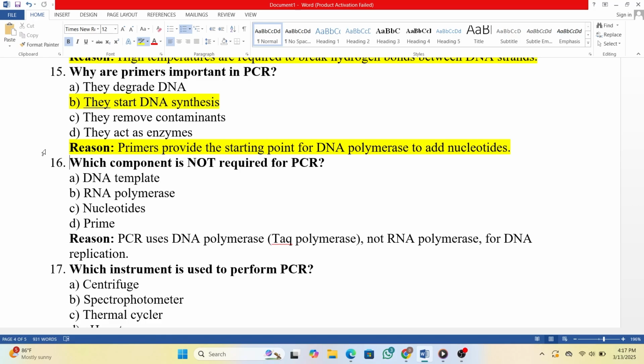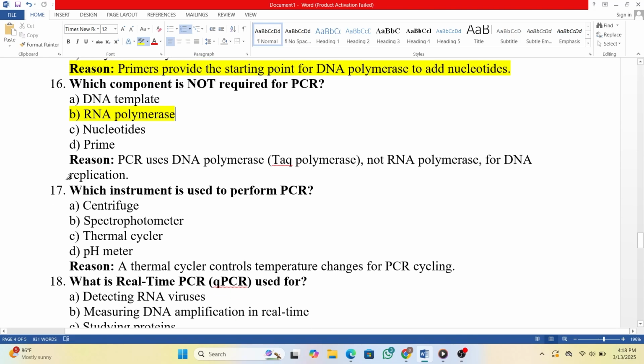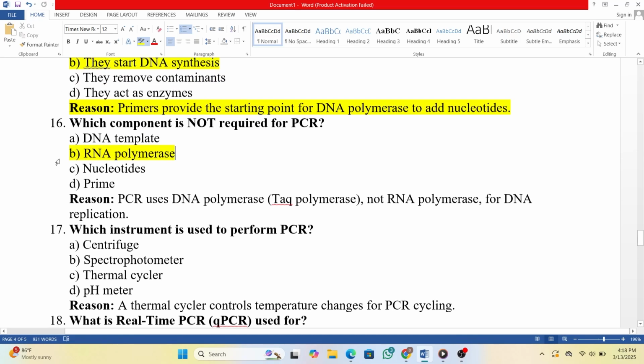16. Which component is not required for PCR? A. DNA template. B. RNA polymerase. C. Nucleotides. D. Primers. Answer: B. RNA polymerase. Reason: PCR uses DNA polymerase, Taq polymerase, not RNA polymerase, for DNA replication.